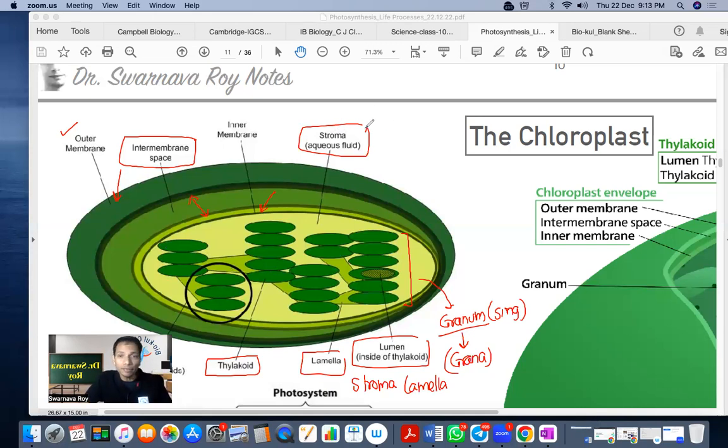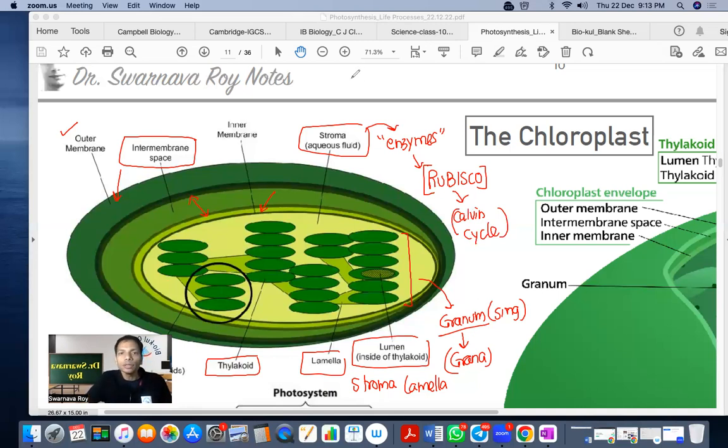It is in the stroma that we have different kinds of enzymes that are required for photosynthesis. One enzyme example is Rubisco, and we will learn this Rubisco enzyme is required in a process called the Calvin cycle, which is also called the dark reactions of photosynthesis.